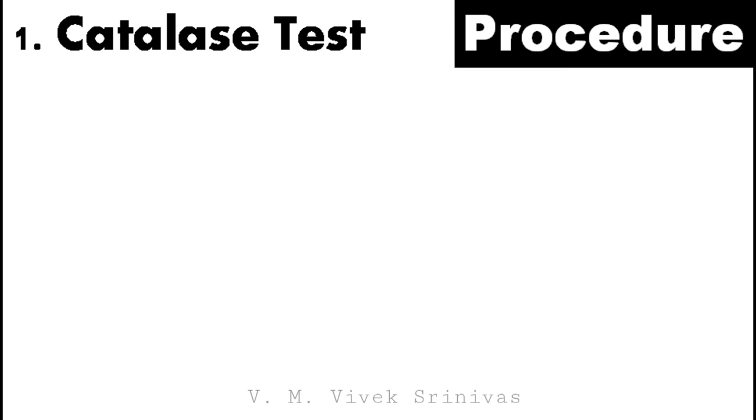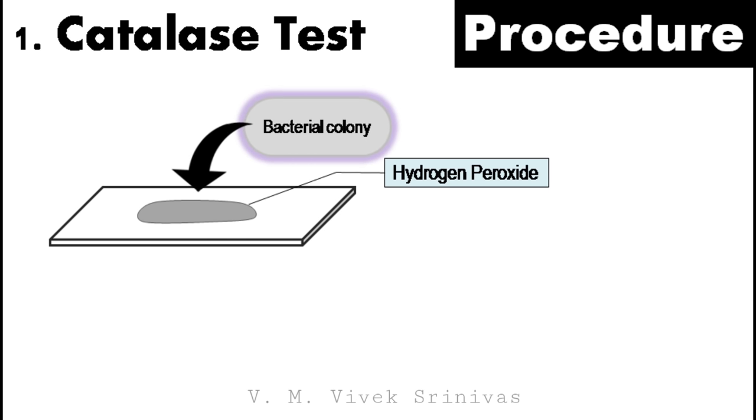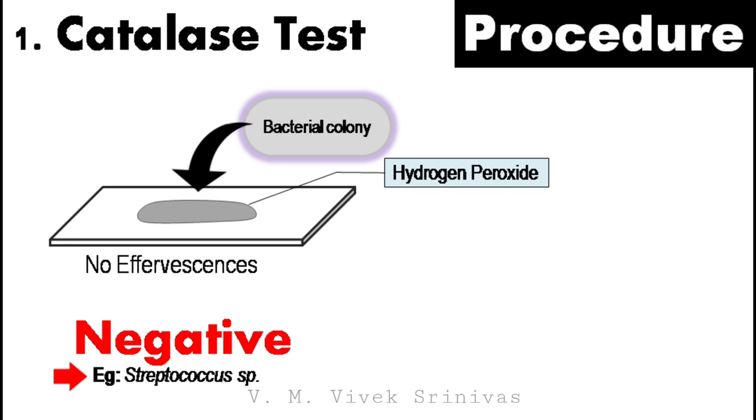The procedure: take a glass slide. Place 0.5 ml of hydrogen peroxide over the slide. Then, emulsify the bacterial colony into the hydrogen peroxide. If no bubbles or effervescence are observed, it indicates the test is negative. For example, the Streptococcus bacterial organism is negative for the catalase test.